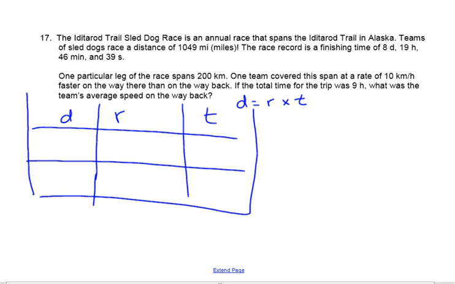So we have one particular leg of the race spans 200 kilometers. One team covered this span, so it's a dog race, I believe, right? It's a dog race, yeah. So one team covered this span at a rate of 10 kilometers faster on the way there than on the way back. So right away we know the two situations. On the way there and then on the way back.